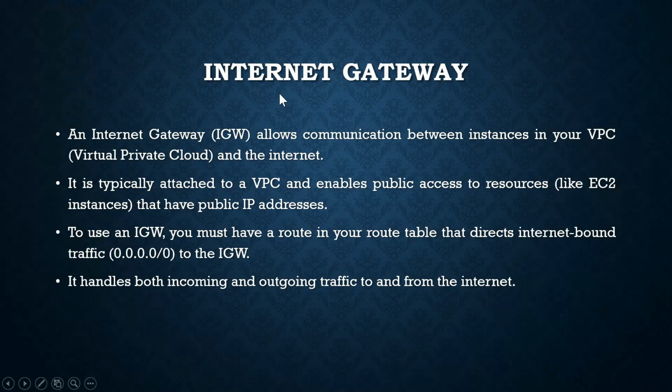Now let's see what is internet gateway. An internet gateway allows communication between the instances in your VPC and the internet. It is typically attached to a VPC and enables public access to the resources that have public IP addresses. To use an internet gateway, you must have a route in your route table that directs internet-bound traffic like 0.0.0.0/0 to the internet gateway. So it handles both incoming and outgoing traffic to and from the internet.